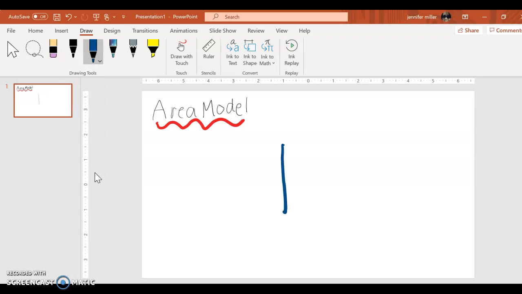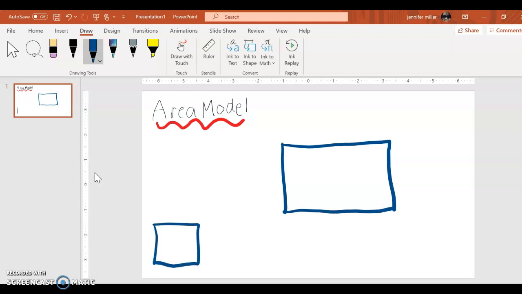Let's start with the reason why it's called an area model. You might remember back in 3rd grade when you found area and perimeter. And if you remember, finding the area of something means that you are finding how many square units fit inside. And you could find it by multiplying length times width. And we're going to do the same thing with our numbers. We're going to use this to help us find the products of large numbers.